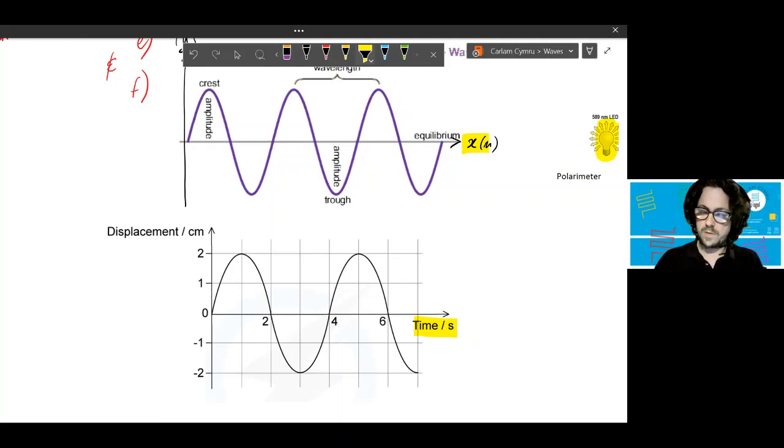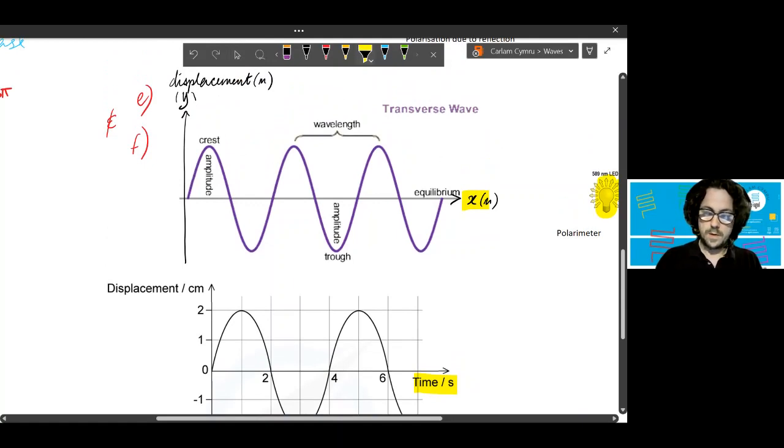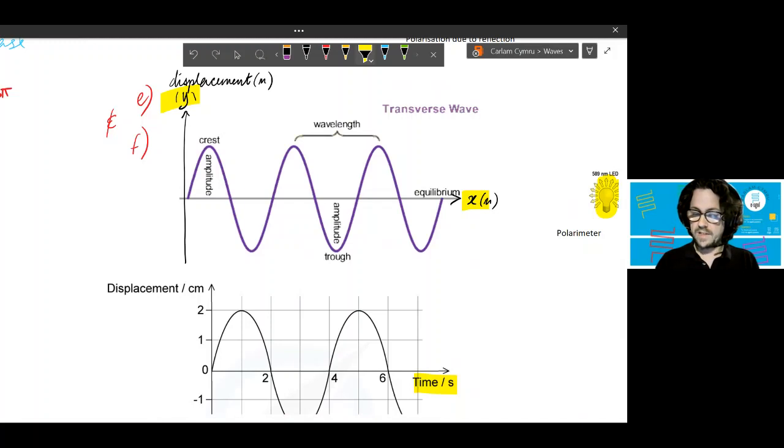In the first instance, our axes are displacement in the y direction, and in fact, displacement in the x direction. You'll notice they're both measured in meters. And what I want you to imagine is that this is the equivalent of taking a snapshot of a wave. Forgive the handwriting, my pen broke just recently and I haven't had time to replace it. So this is like taking a snapshot of a wave.